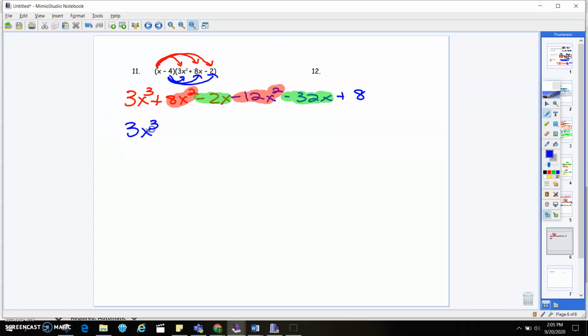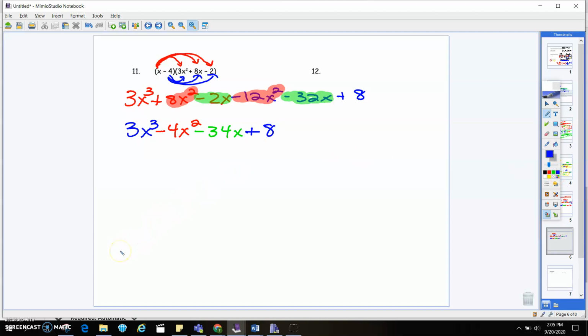So we're going to put our biggest exponent going first, and then we're going to combine our like terms with our 8x squared and negative 12x squared, which is going to give us negative 4x squared. And then we've got negative 2x minus 32x, which is going to give us negative 34x. And then we got this lonely 8 added on to the end.